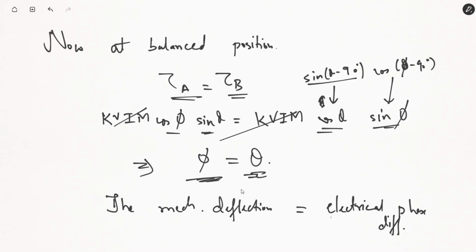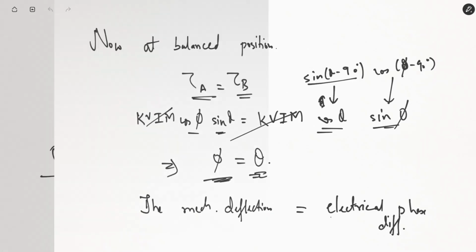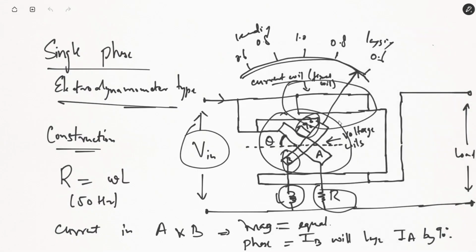So once the two deflecting torques are equal, the net torque induced on the pressure coil becomes 0. At that time, phi will be equal to theta. That means the electrical phase angle between the currents will now be equal to the mechanical deflection that will be noted from the indicator that's attached with coil B. Here, going back to the structure, you can see there is an indicator that's actually attached to coil B.